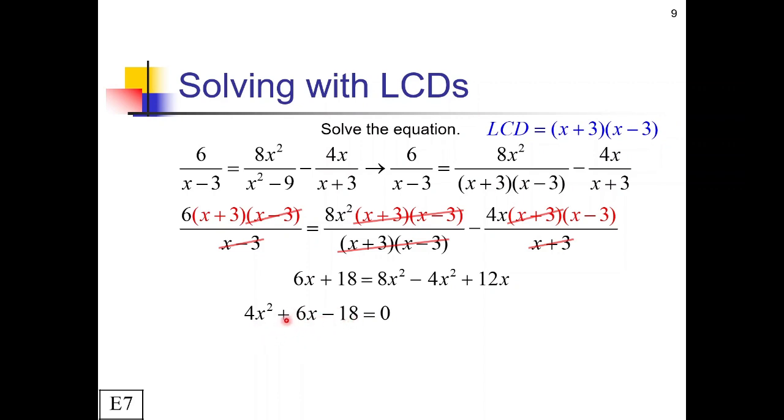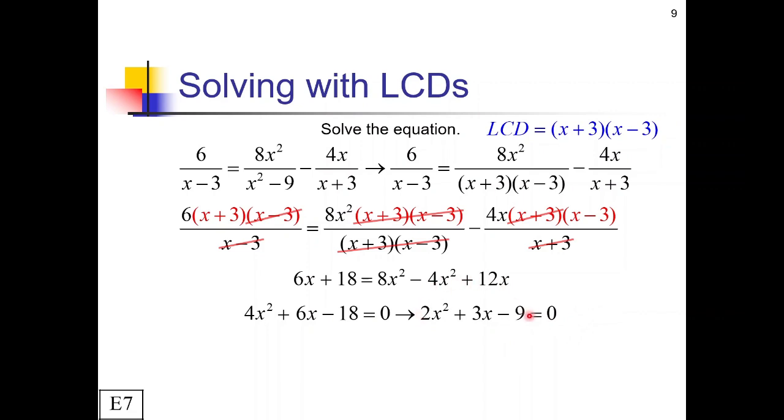Before we jump right into AC method or whatever, I noticed that 4, 6, and negative 18 are all divisible by 2. So let me just go through and divide everything by 2 to make my life a little easier. So that'll be 2x squared plus 3x minus 9. And at this point, dealer's choice, you could use quadratic formula or you could try the AC method. I'm going to go the AC method. It's a little bit shorter if it works.